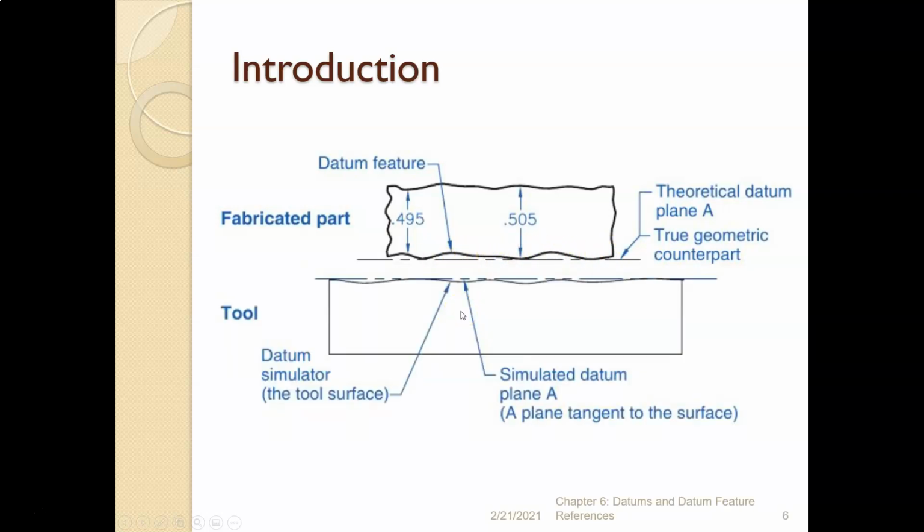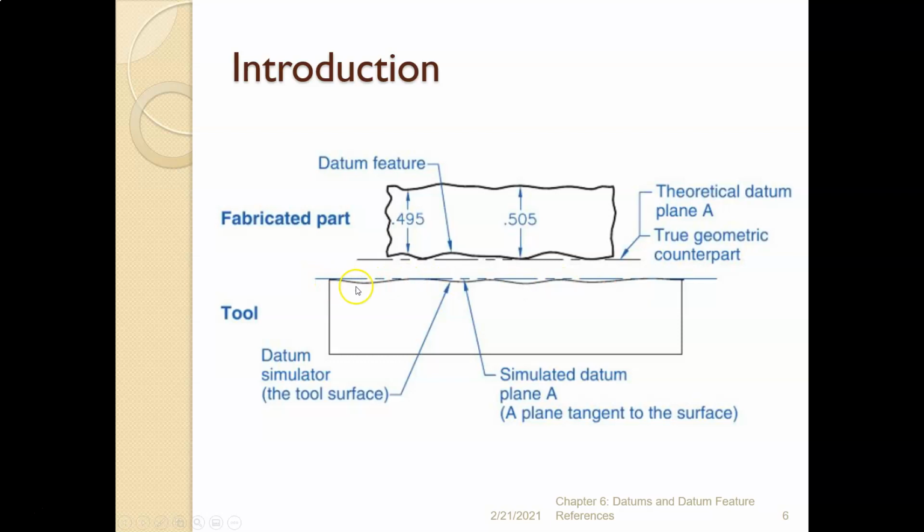Okay. Now, when we put the part on a table to measure it, right? Because that's what you're going to do. You're going to measure the parts to make sure that they follow according to the dimensions and geometry that we specified in the drawing. We're going to put it on a surface, right? And we call that the tool. So let's call that the tool surface here.